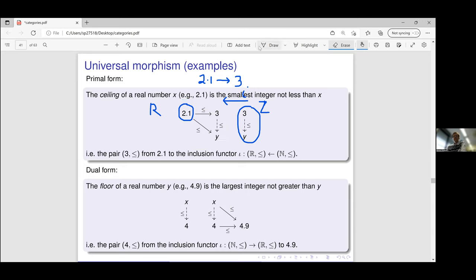And so the universal morphism is the closest you can get to this number here from here. What's the closest integer? Well, the closest integer is 3. Well, what's that saying? What it says is that for any other integer, to get to 2.1 from any other integer, you must go through 3. That's what this triangle is saying here. And in this sense, the universal morphism in this context literally is the closest number that you can get to 2.1. And the closest in the sense that this lesser than or equal to arrow is the arrow that you must go through for every number here.